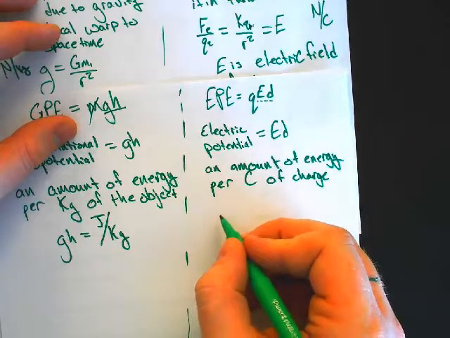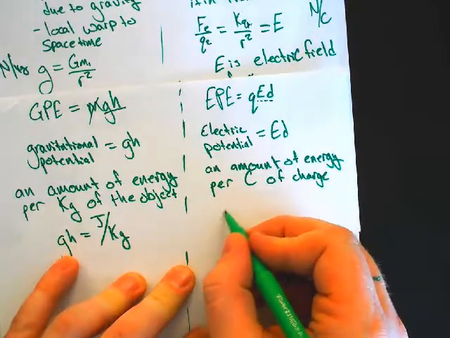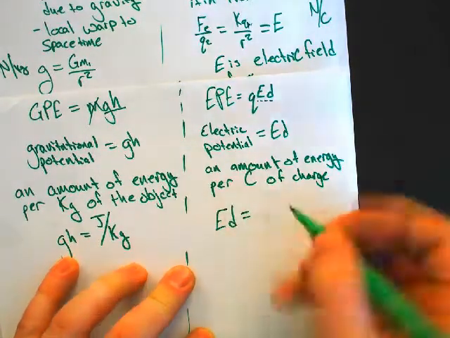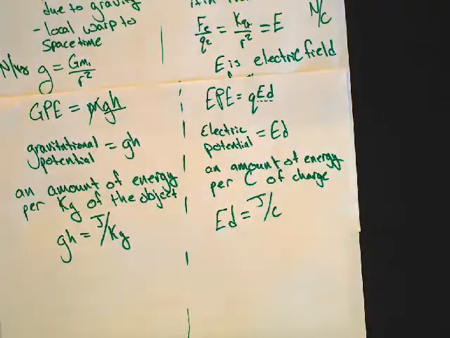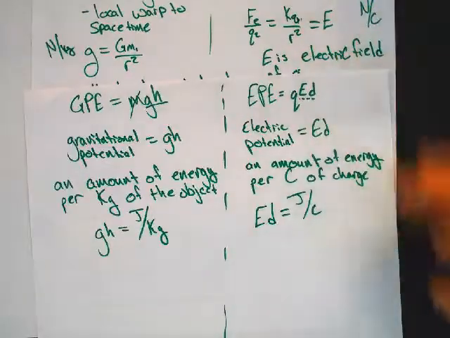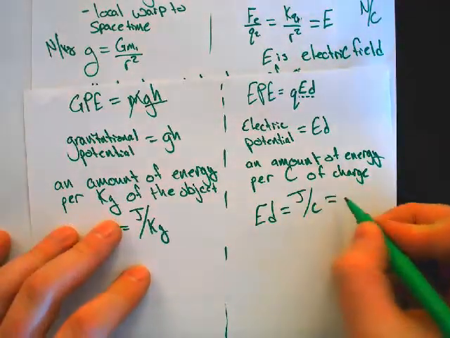Guys, with this, last line here that we've got, Ed, is measured as a joule per coulomb. And a joule per coulomb actually gets its own unique unit, which is a volt.